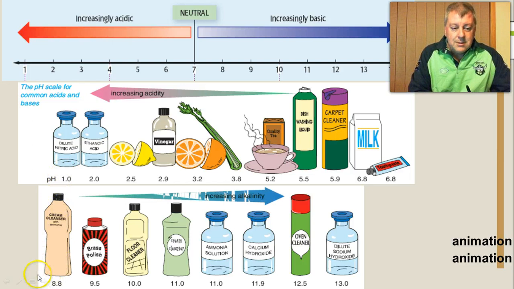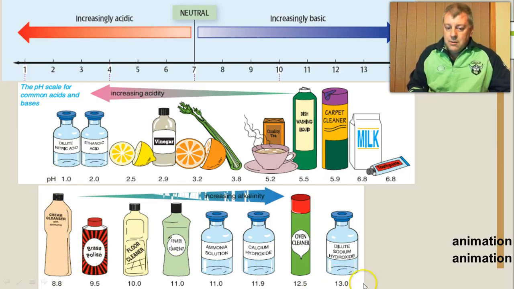Whereas for the bases, 7's here, and we're moving to 14 over here. We go cleaners, cleaners, cleaners, cleaners, stronger cleaners, ammonia solution, calcium hydroxide, very strong cleaner, and then dilute sodium hydroxide.